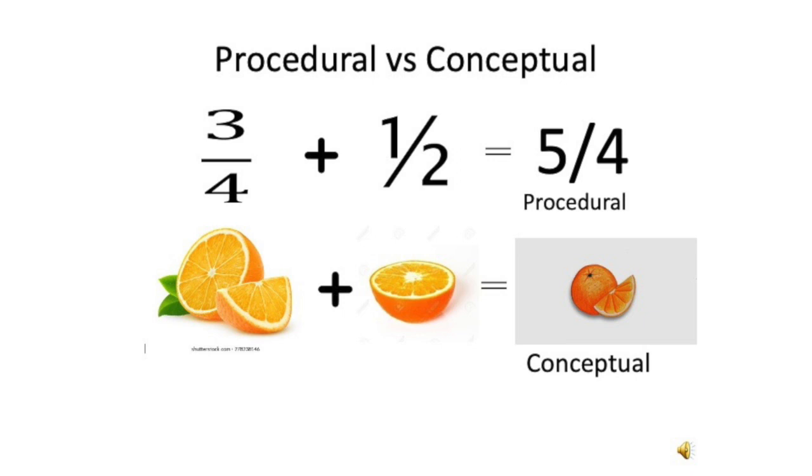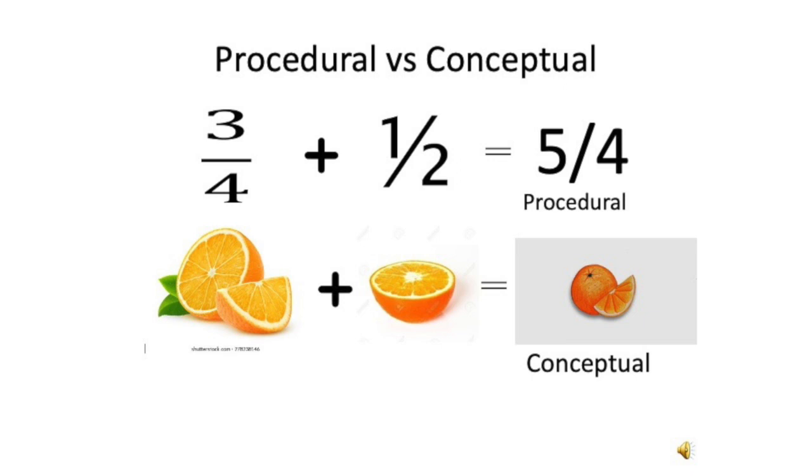I've illustrated here the two principal methods. Take for example, if you're asked to add 3/4 plus a half. Now, if you use a procedural method, you use a formula. You look for the lowest common multiple, the LCM, and then you arrive at the answer, 5/4, which gives you 1 whole and a quarter.